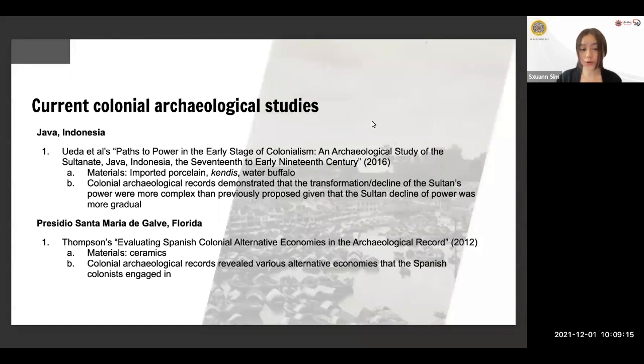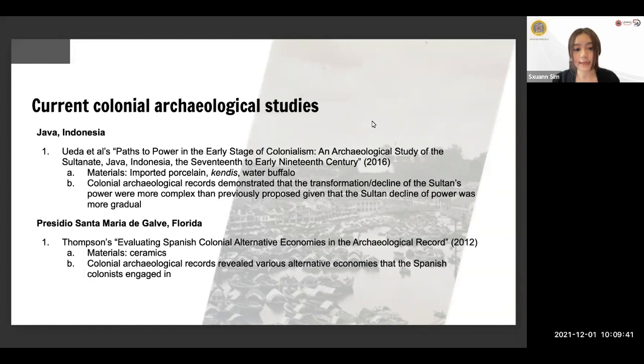From the Spanish colonial records, it was documented that the settlement itself only received 5 shipments of ceramics. However, the abundance of ceramics found at the sites contradicted what was recorded in the official historical records, which also demonstrated that people were participating in alternative economies.